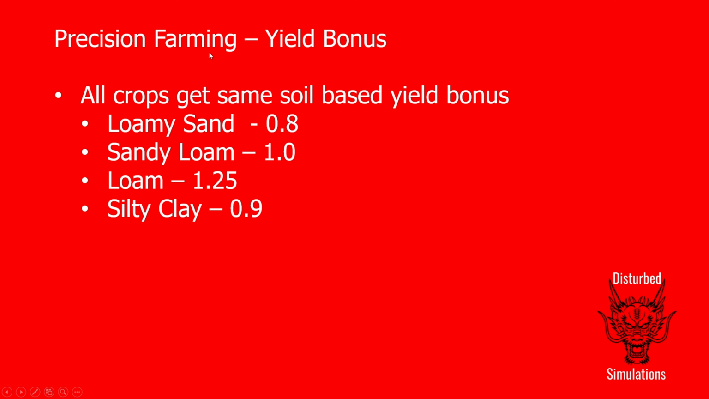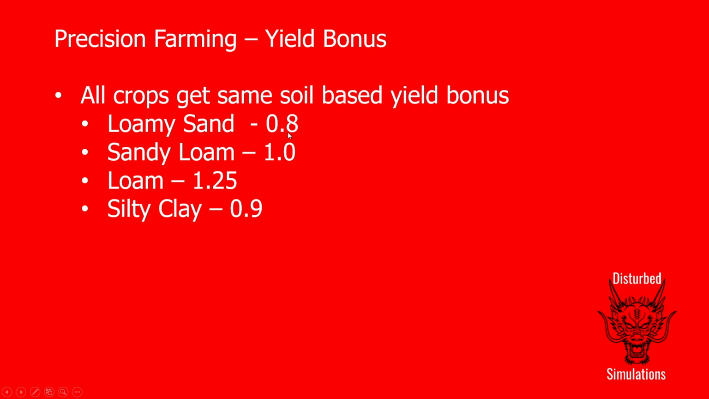Moving on to the effect of soil type. So each soil type has an effect on yield. This is currently the same for all crops that are in the game. It can be set based on per crop, per soil type, but as Giants have it, it's just done per soil type for each crop.